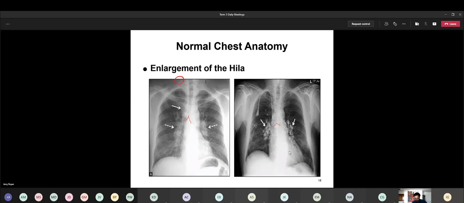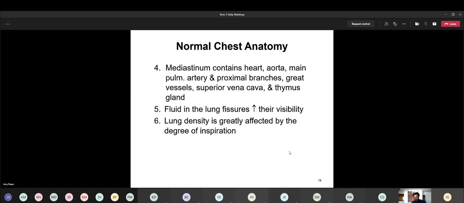Now, as we continue on, the mediastinum. Right there in the middle, we've already looked at the hilar area, all the vessels that are supposed to be there, the lymph, etc. When we talk about the mediastinum in general, we're looking at the heart, the aorta, the pulmonary artery, etc. All those things are what you'd expect to find in the mediastinum.